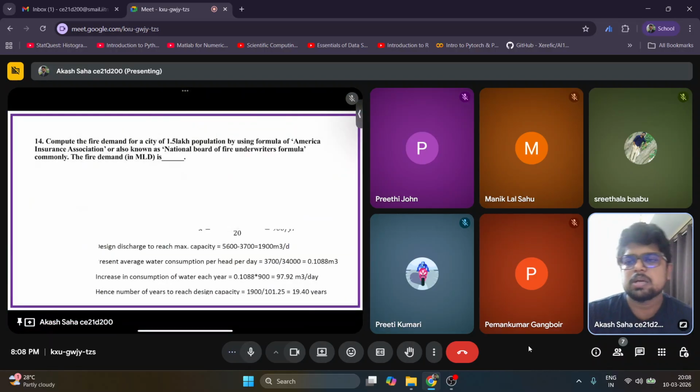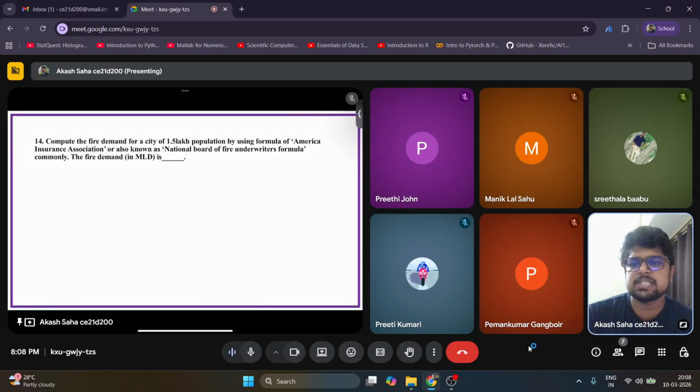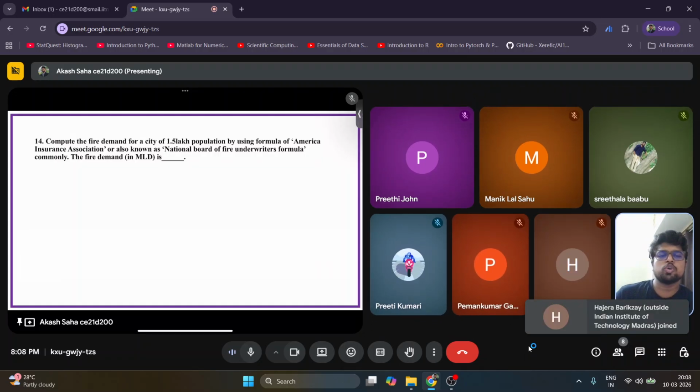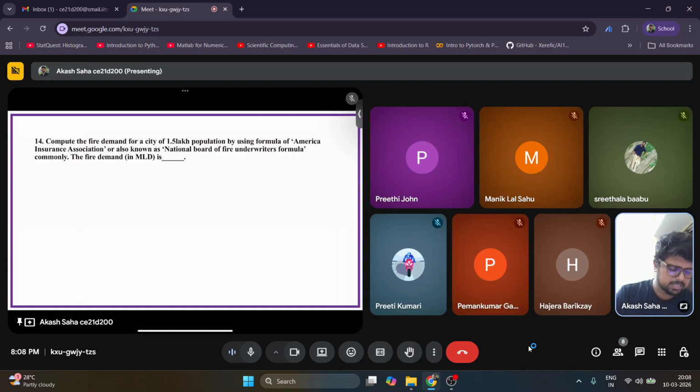Next, compute the fire demand for a city of 1 lakh population using the formula of the American Insurance Association, also commonly known as the National Board of Fire Underwriters formula. What is the fire demand? Just a one line answer. Please let me know.